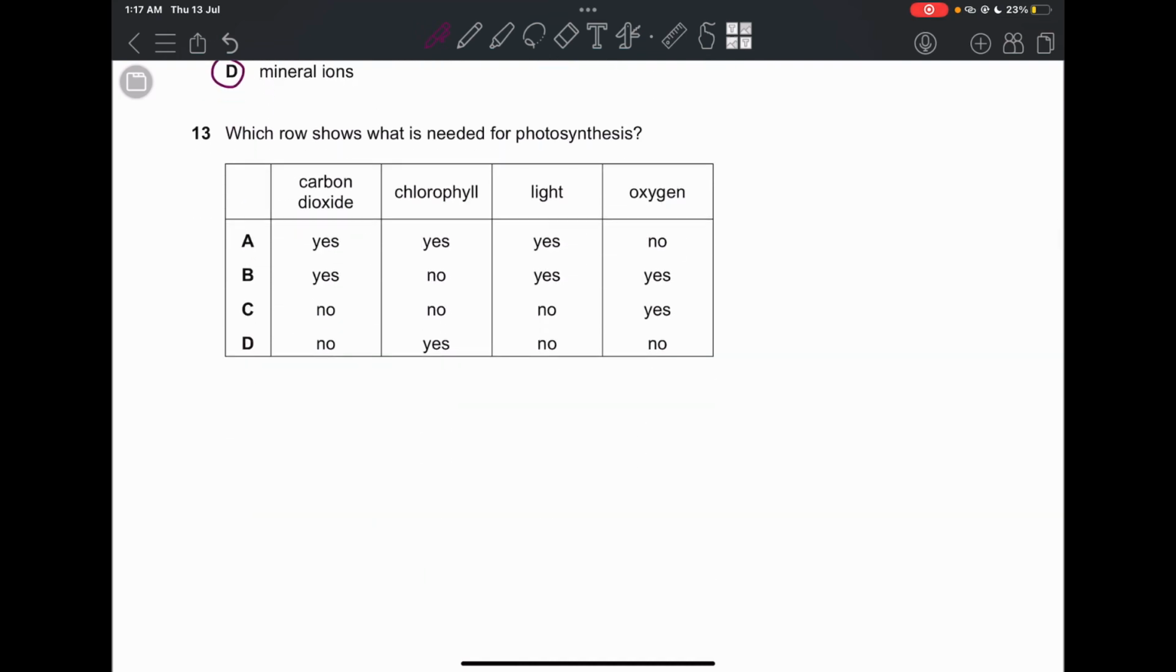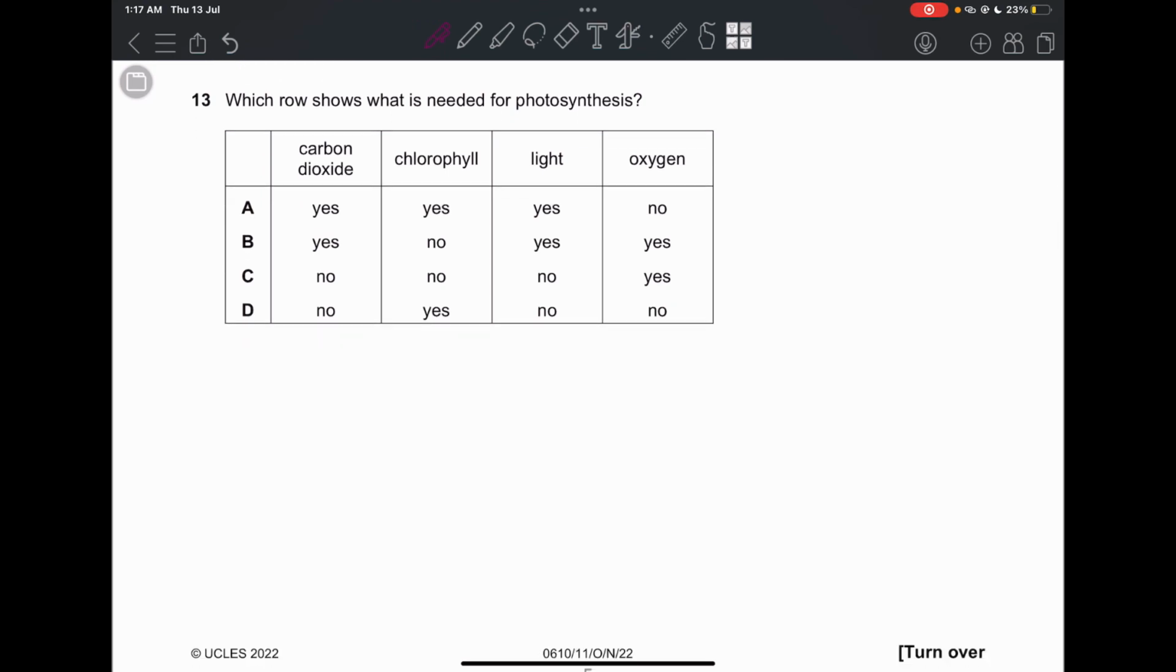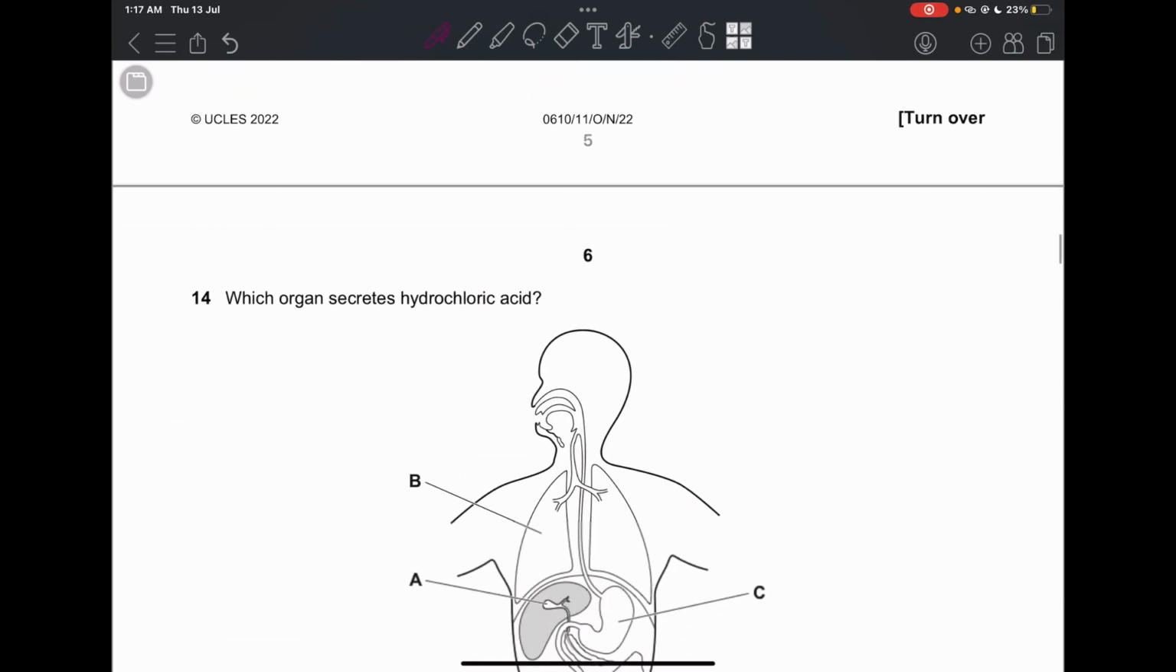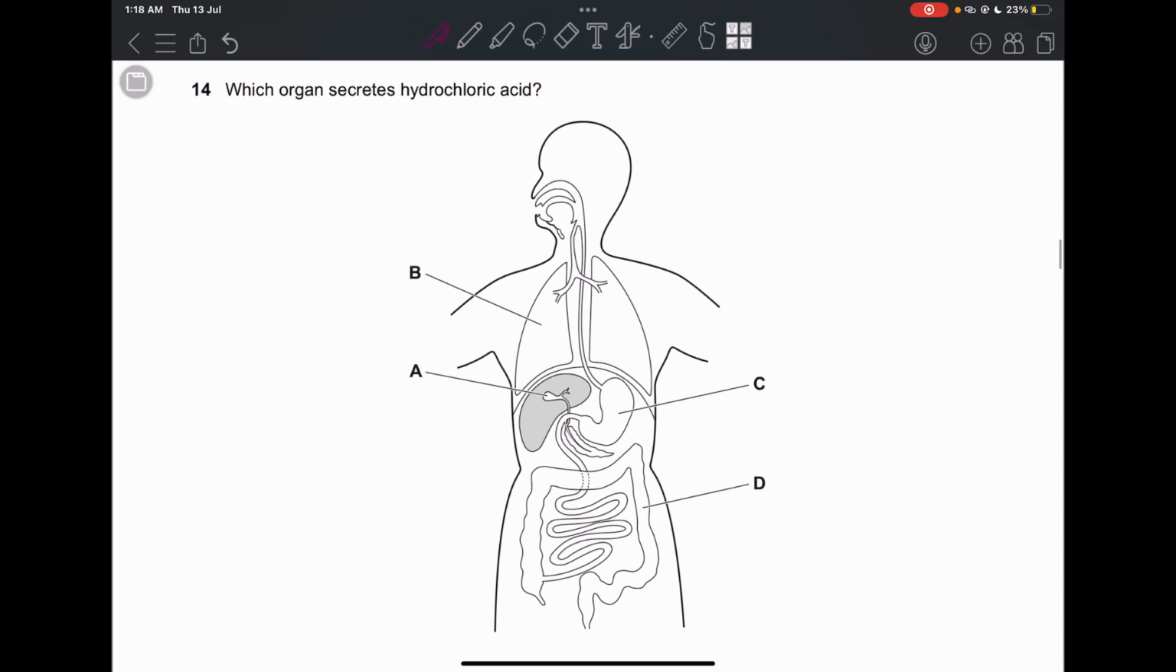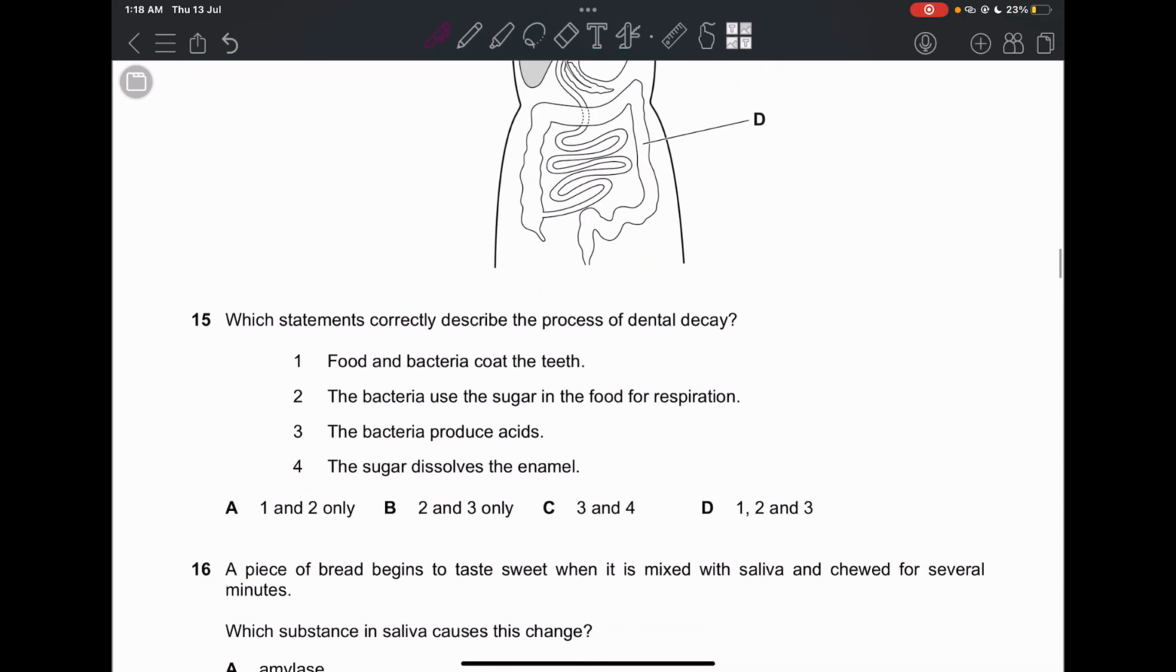13. Which row shows what is needed for photosynthesis? We know that carbon dioxide is needed, and chlorophyll and light, and oxygen is not needed for photosynthesis because it is a product of photosynthesis. So our answer is going to be A. 14. Which organ secretes hydrochloric acid? This is actually the stomach, so our answer is going to be C.